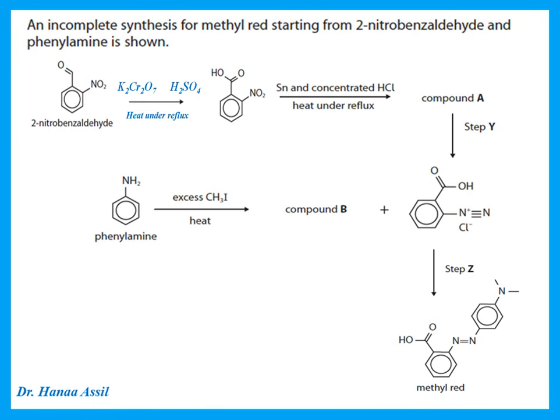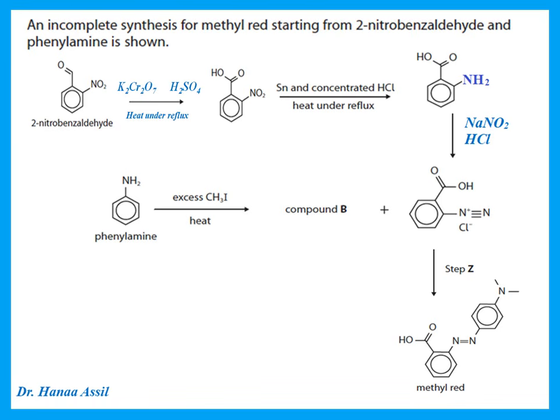Then he's going to add tin in presence of HCl. What does that do? Remember that tin in HCl will change what? It will change that NO2 group to NH2. So it changes the nitro to amino. Then he wants to change that amino group to a diazonium salt. What do we do to change an amine group to diazonium salt? React it with sodium nitrite plus HCl. So in that case, we got the diazonium salt.